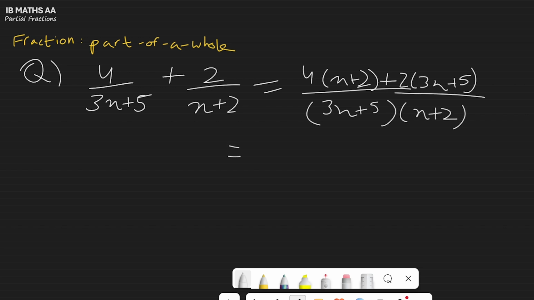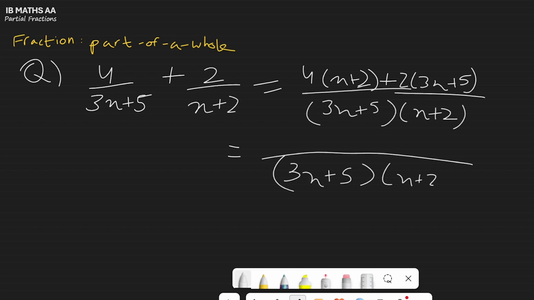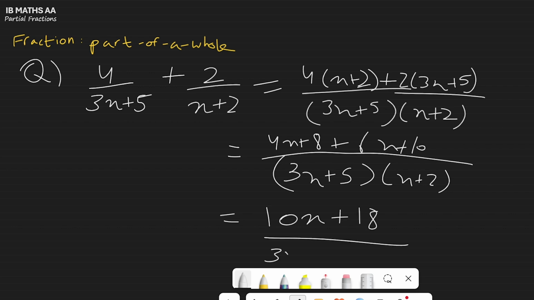Okay, so for the numerator we'll leave the denominator as it is, 3x plus 5 times x plus 2, and for the numerator we could simplify it as 4x plus 8 plus 6x plus 10, and then we could further simplify it as 10x plus 18 over 3x plus 5 into x plus 2. This is pretty simple, right?